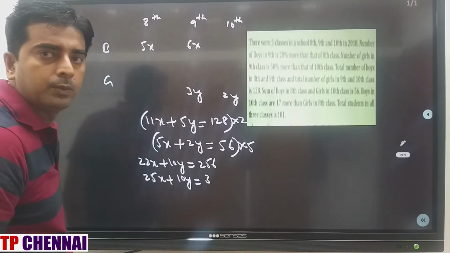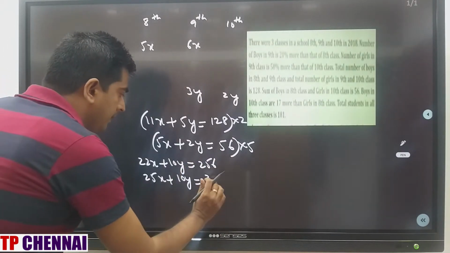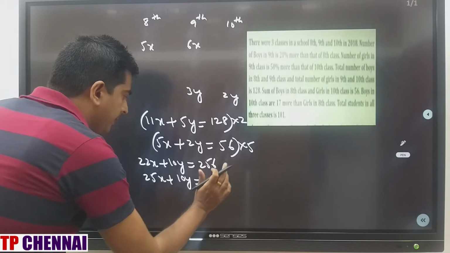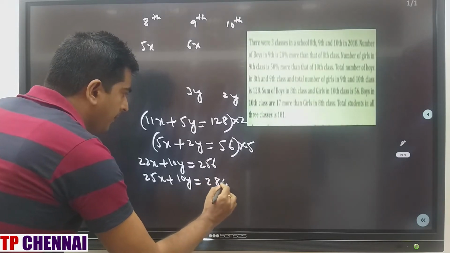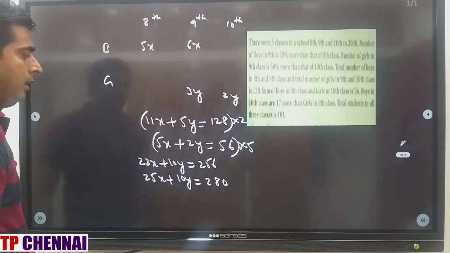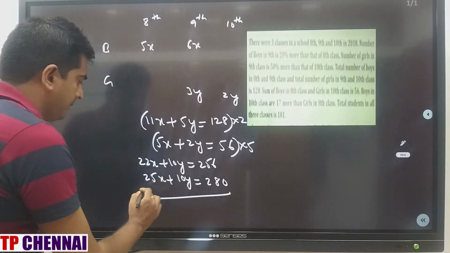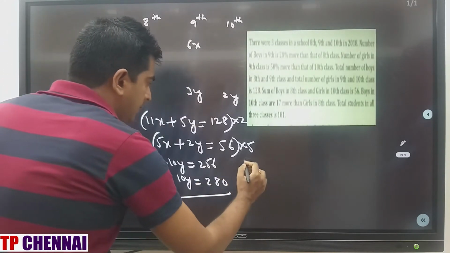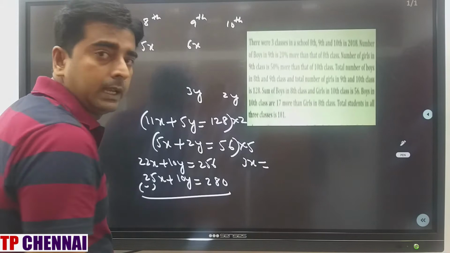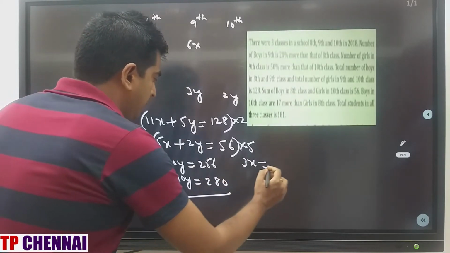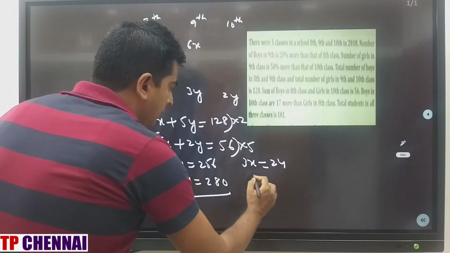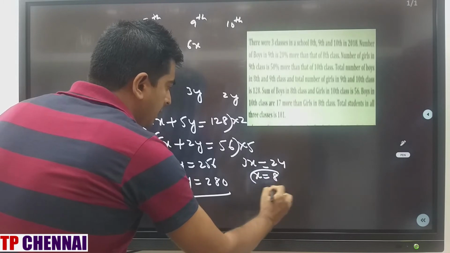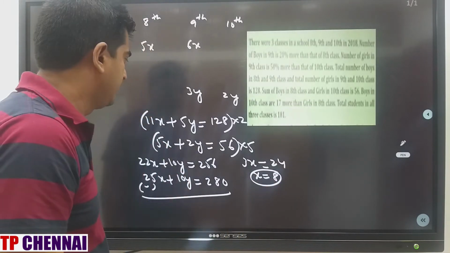56 times 5 is nothing but how much? 280. So subtract this equation. This is 3x. 10y will be cancelled. 280 minus 256 is 24. So x is equal to 8. Right? x is equal to 8.